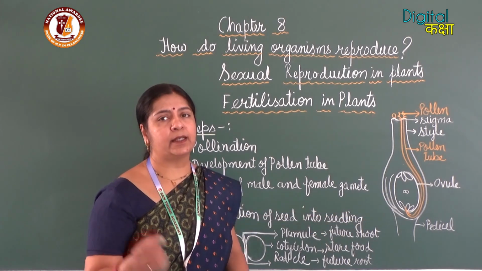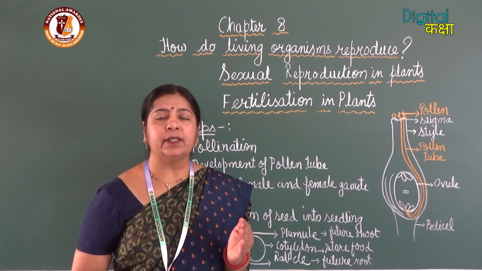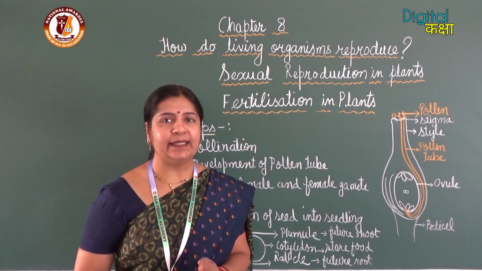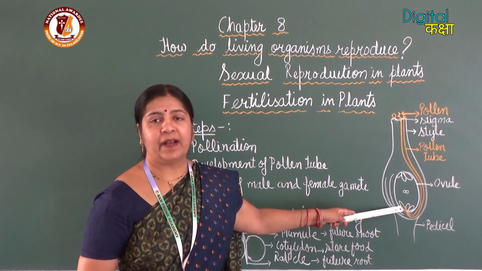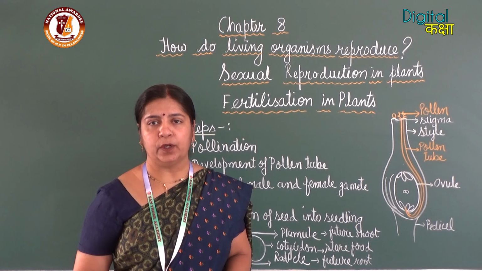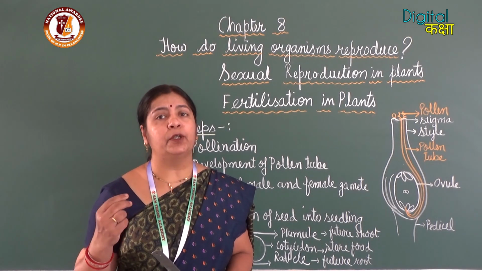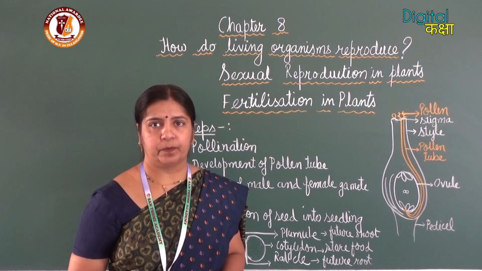In the ovule, there is a small opening called the micropyle, and through this opening, the pollen tube enters inside the ovule. When it enters the ovule, the pollen tube will rupture and both nuclei will be released inside the ovule.